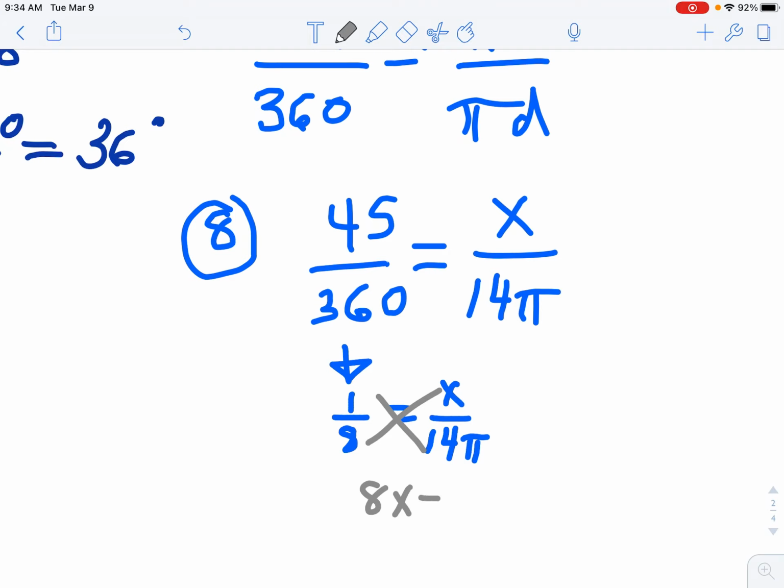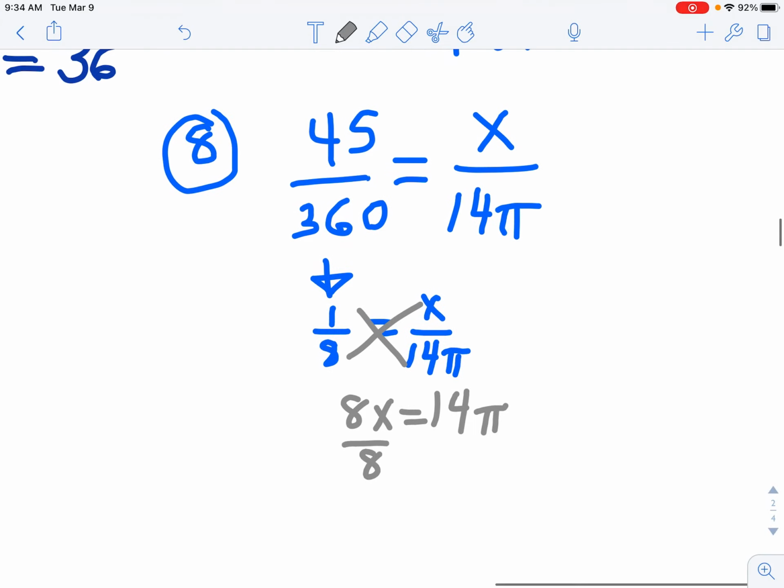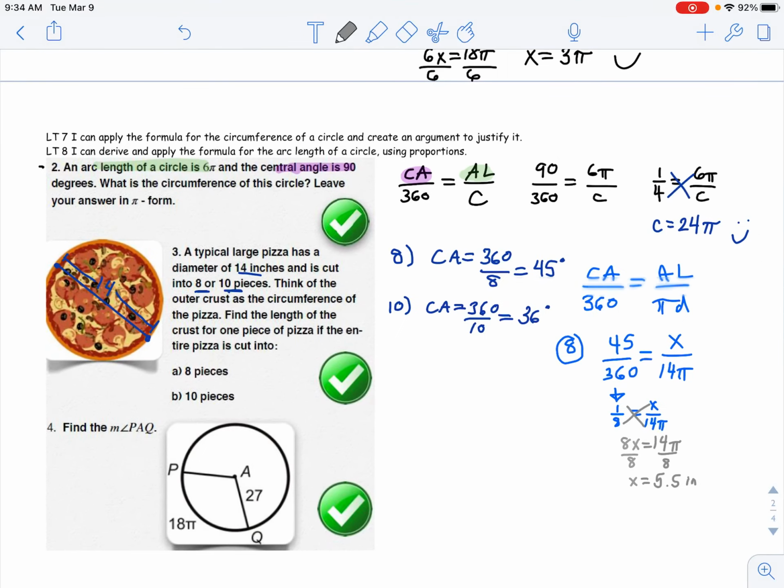Cross multiply, 8x equals 14 pi. Divide both sides by 8. And x equals 14 pi divided by 8. It's about 5.5 inches. All right, interesting. So cut the piece of pizza into 8 pieces, the crust will be about 5.5 inches.